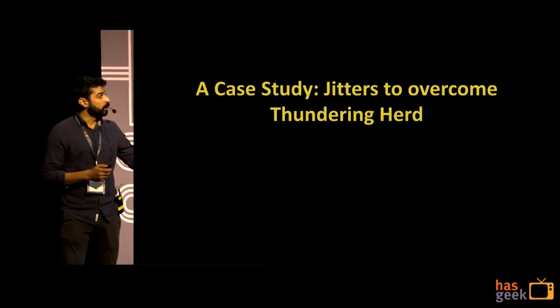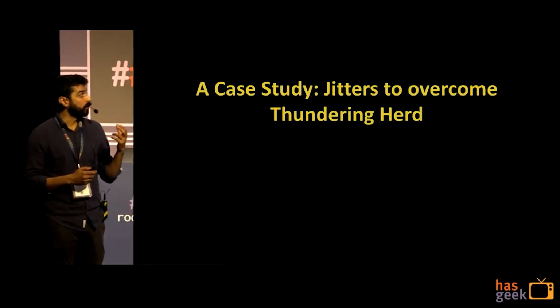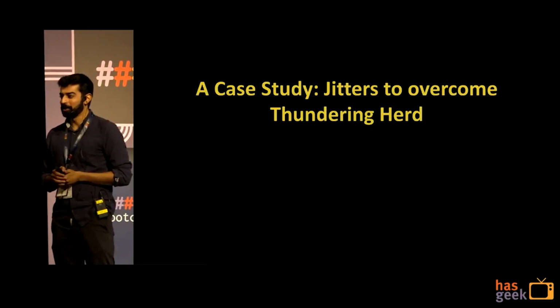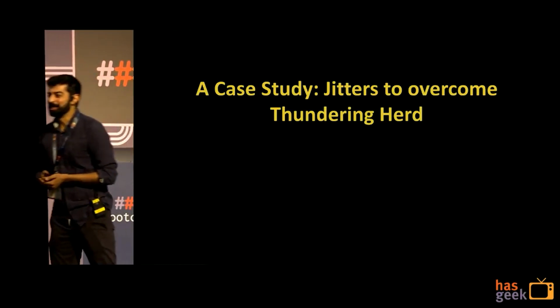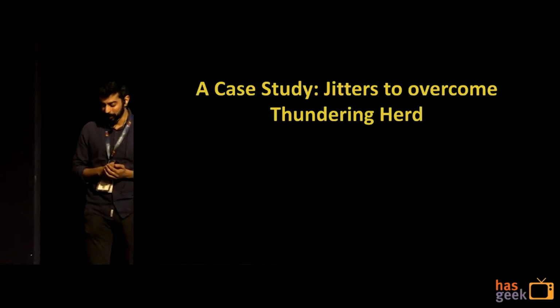The first case study I'm going to talk about is using the concept of jitter to overcome the thundering herd problem. Who over here is familiar with the thundering herd problem? Just with a show of hands. There's a good amount, and a few who are not familiar with it, but I'm hopeful that this example will give it a bit of color.